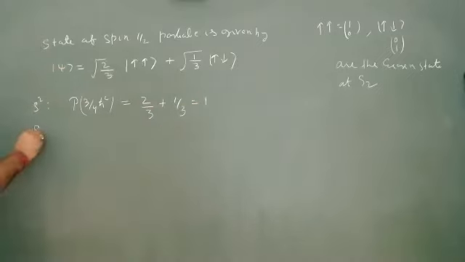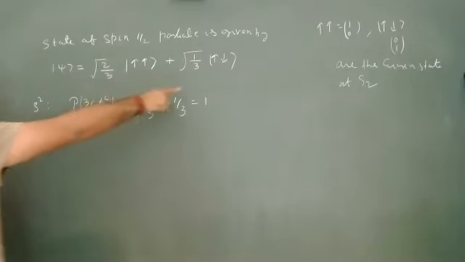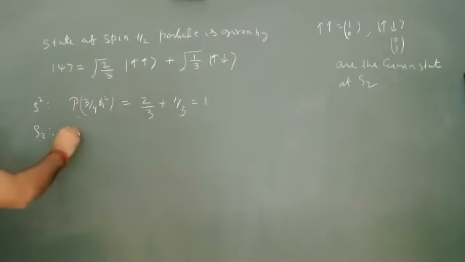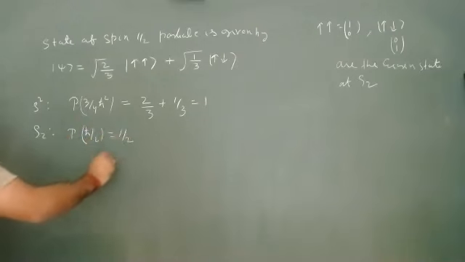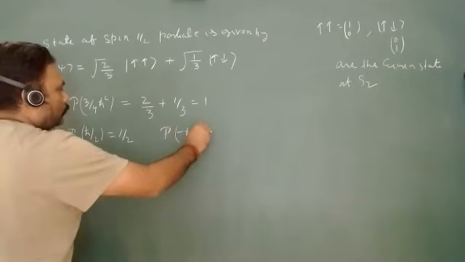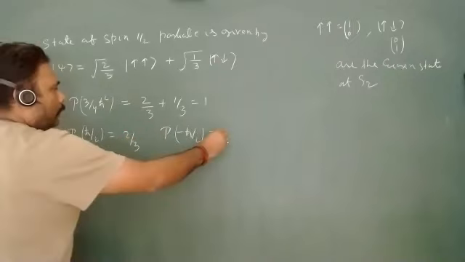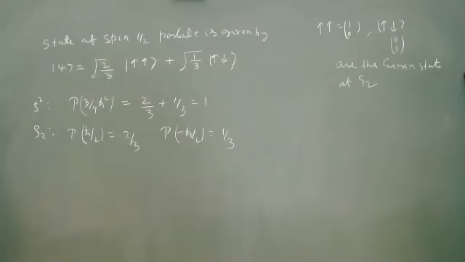But for the Sz, if you are measuring this, it will be half, and if you are measuring this, it will be minus half. So the probability of h cut by 2 is 2 by 3, and the probability of minus h cut by 2 is 1 by 3. Are you getting this thing?